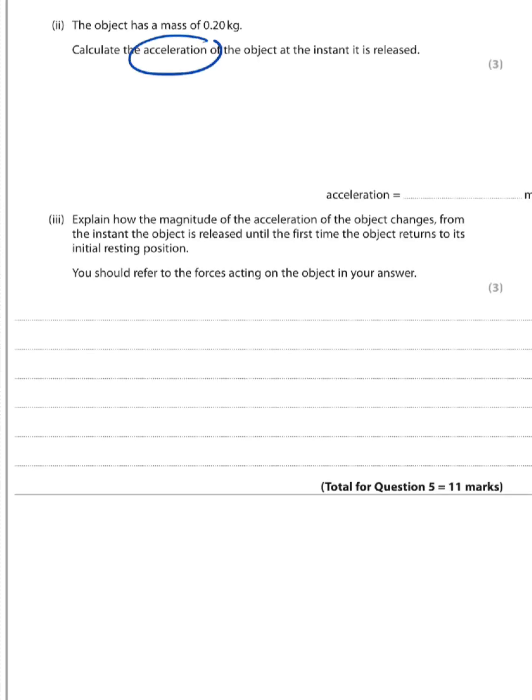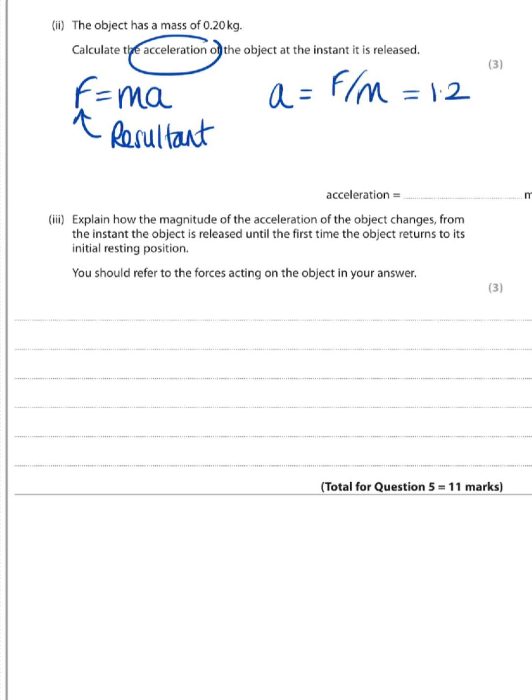Calculate the acceleration of the object at the instant it is released. So we are now going to need to go to our formula sheet, and we're looking for force is mass times acceleration. The thing to remember here is that this force here should be a resultant. So that's where we need our answer to our previous question. So if we rearrange that, we know that acceleration is force divided by mass. The resultant force from our previous question was 1.2. Our mass is 0.2, and therefore 1.2 divided by 0.2 gives us an acceleration of 6 meters per second squared.